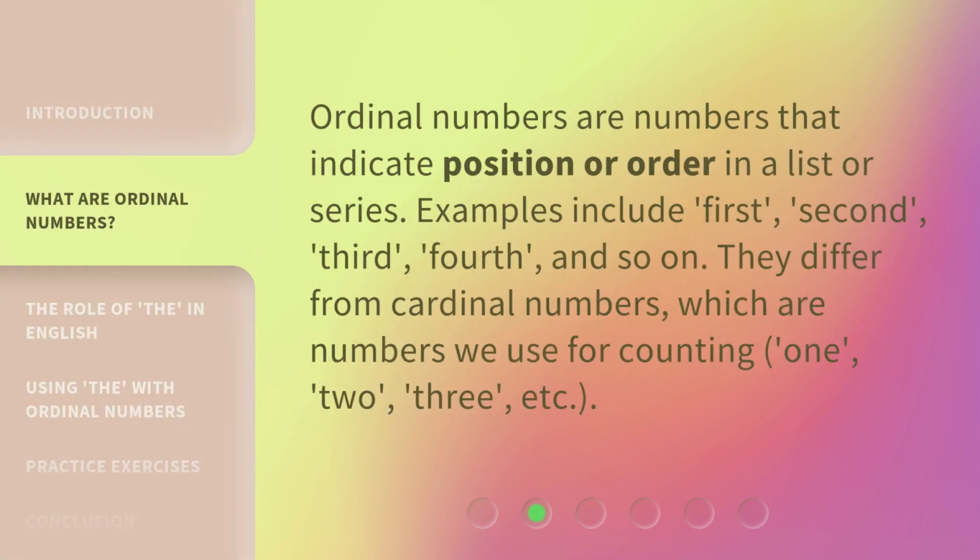Ordinal numbers are numbers that indicate position or order in a list or series. Examples include first, second, third, fourth, and so on. They differ from cardinal numbers, which are numbers we use for counting: 1, 2, 3, etc.